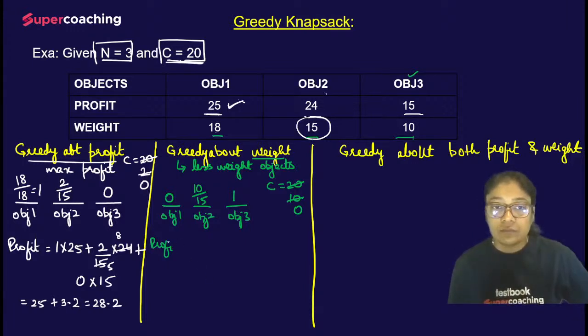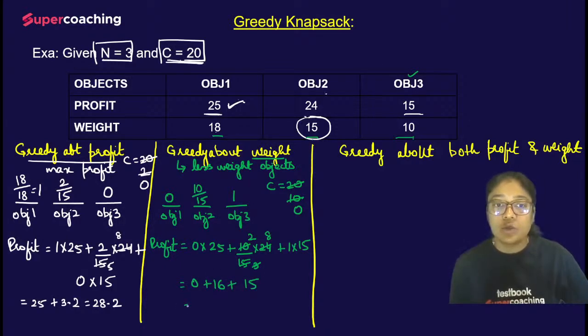Okay? So profit. For object 1 there is no profit, because object 1 was not taken. For object 2, 10 out of 15 into 24, plus object 3 is taken completely, so the profit is also received completely. 2 and 3 and 8. So this comes out to be 0 plus 16 plus 15, that is 31. So the profit earned is 31 when it's greedy about weight.